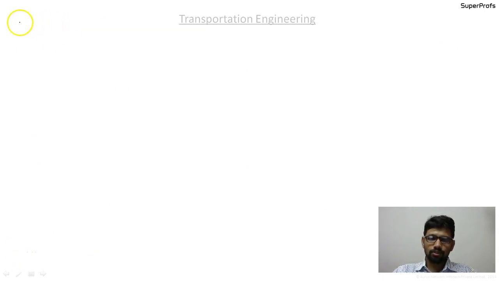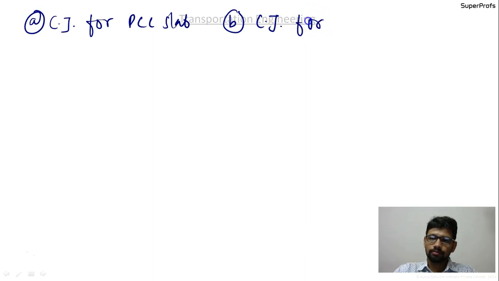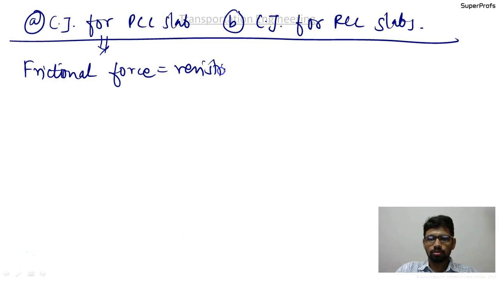Now, as far as contraction joints are concerned, there are again two distinctions: first, contraction joints for PCC slabs, plain cement concrete slabs, and second, contraction joints for RCC slabs. In case of PCC slabs, we are going to discuss this. So frictional force is equal to the resisting force.